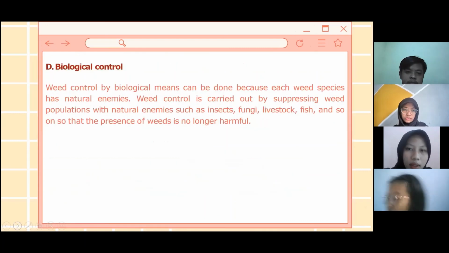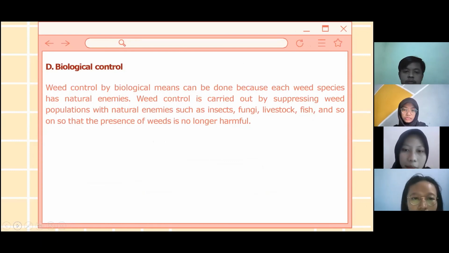D. Biological control. Weed control by biological means can be done because each weed species has natural enemies. Weed control is carried out by suppressing the weed population with natural enemies such as insects, fungi, livestock, fish, and so on, so that the presence of weeds is no longer harmful.